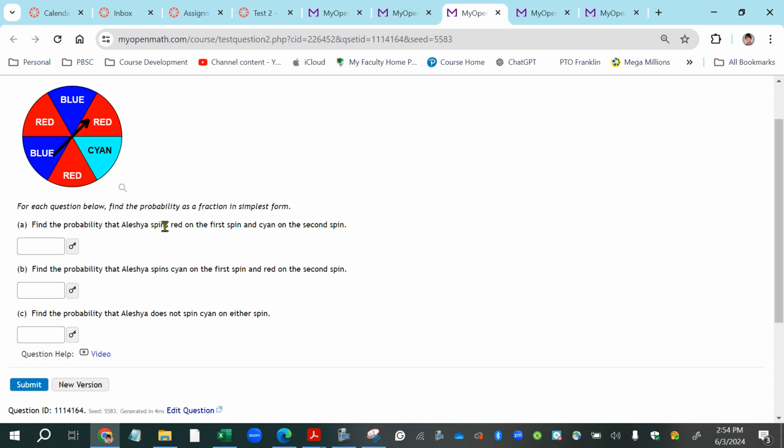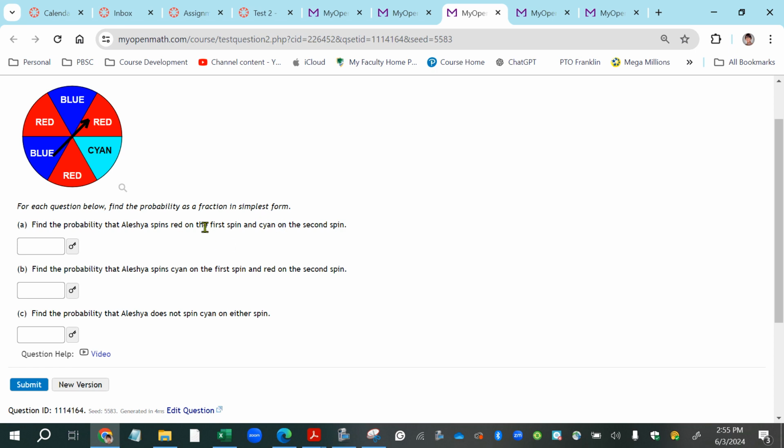So you just think of it as if it did, like you try to imagine it happening. So Alicia spins and it lands on red on the first spin. And then she spins again. And then on that second spin, it lands on cyan.